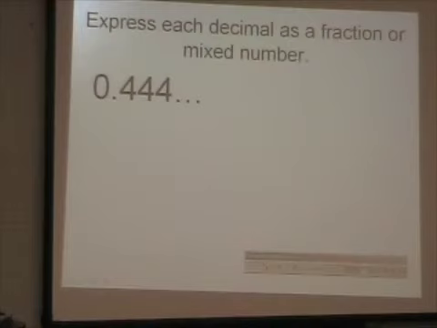In this example, we have a repeating decimal. The decimal is 0.444, and it repeats forever.